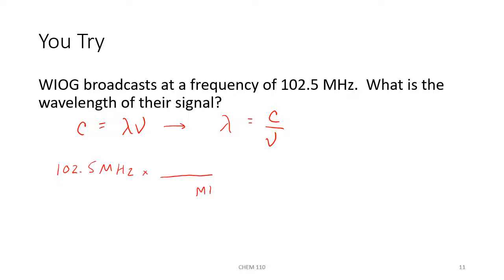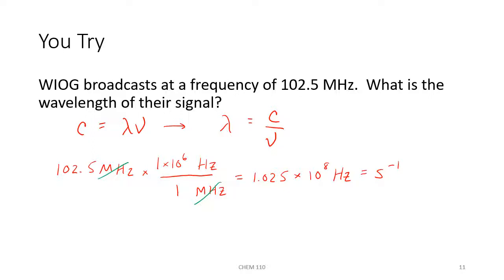Our megahertz is going to have to go in the denominator, hertz in the numerator, and megahertz is the larger unit, so we'll call that one 1. And there is a million, or 1 times 10 to the 6th power, hertz in 1 megahertz. Our units of megahertz will cancel, and therefore we're going to have 1.025 times 10 to the positive 8th hertz, which is just equal to inverse seconds.